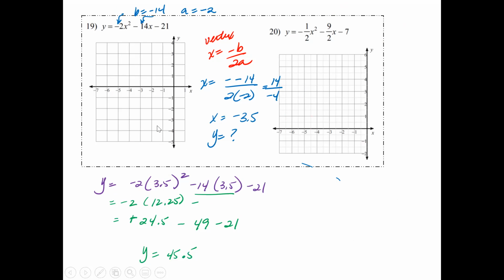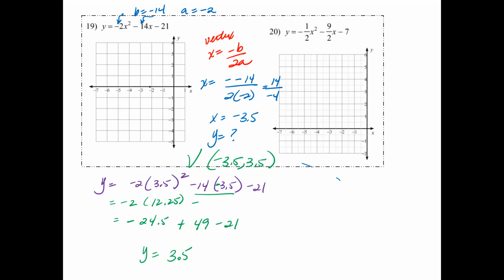So as I am graphing this, actually this is not correct, something's wrong here. Let's see, 3.5 times 3.5 is 12.25 times 2 is going to give me a negative 24.5. Oh, this is going to be a positive because it's a negative 3.5. Sorry about that. So this is going to be positive 49. So 49 minus 21 minus 24.5 is going to give you a positive 3.5. So there you have it. Your vertex is going to be negative 3.5 and positive 3.5.